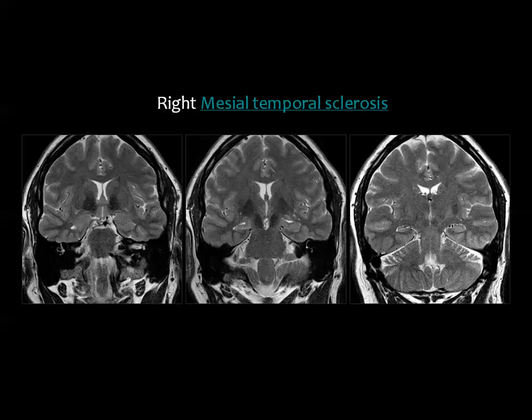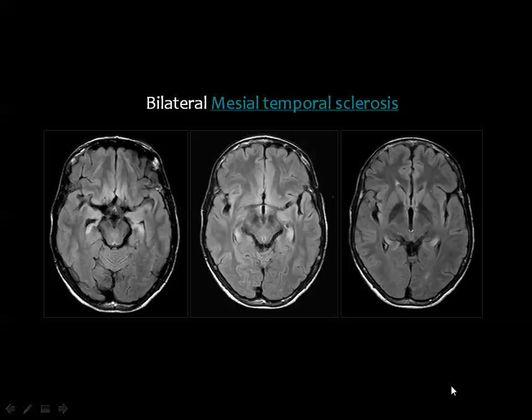Then here the disease may be bilateral, and you remember that this is the site of the hippocampus. In the FLAIR images it shows increased signal bilaterally along the course of the hippocampus, starting from the head to the body to the tail of the hippocampus.